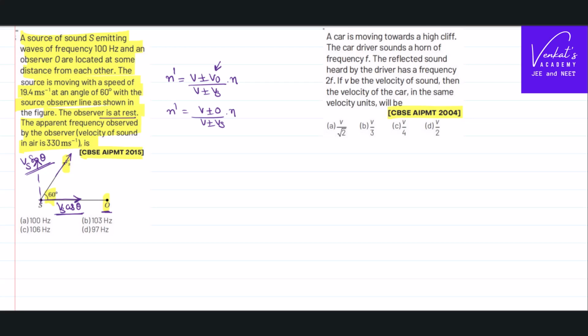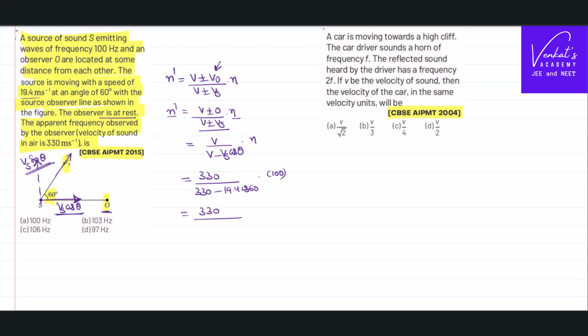As it is approaching the observer, the apparent frequency increases because of the motion of the source. So n dash is more than n. For that to happen, the denominator has to be less. So V minus, not the entire Vs, only Vs cos theta, into n has to be taken into account. V value is given as 330. So 330 minus the velocity of the source, given in the problem as 19.4, and cos 60, into the original frequency 100.